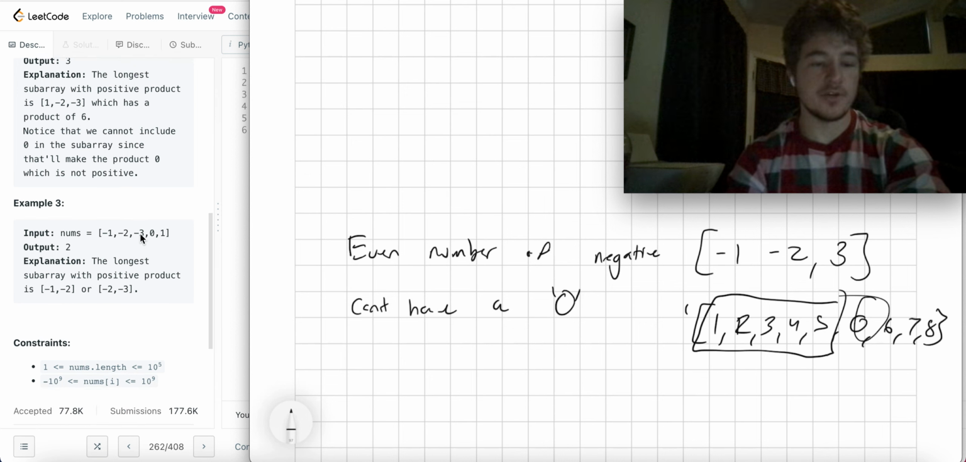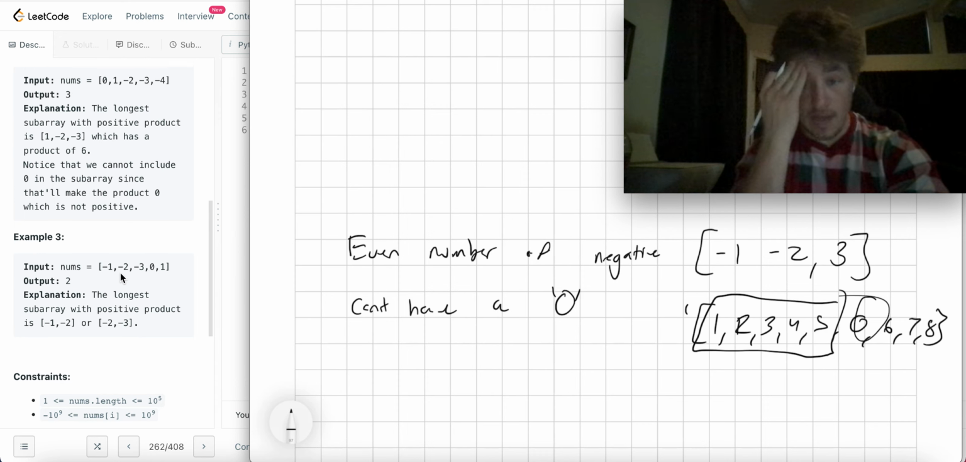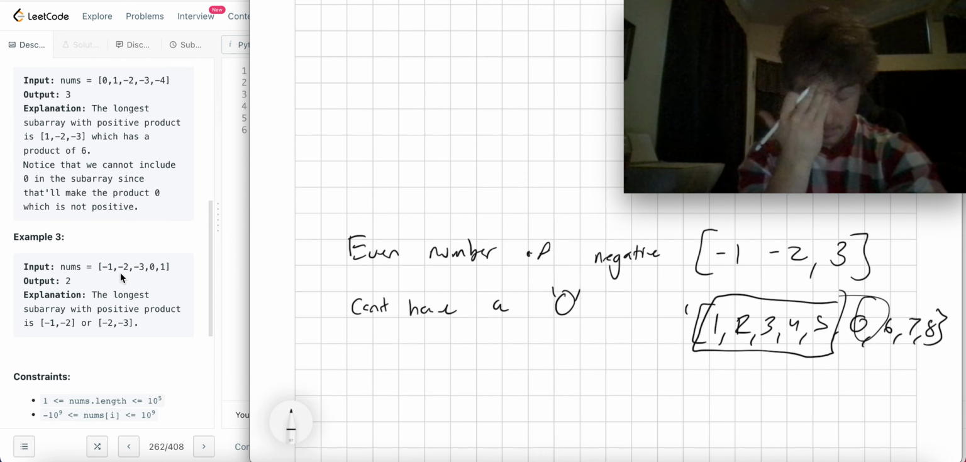This one's a little bit more interesting. So you could take 2 negative numbers, right? You can't take 3. You can't get over this 0 because the 0 messes everything up. Okay. So how do we solve this problem efficiently?